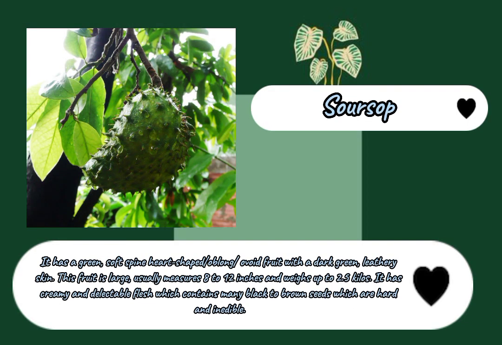And lastly is the soursop, or what we call guyabano. It has a green, soft-spined, heart-shaped or oblong, ovoid fruit with a dark green, leathery skin. This fruit is large, usually measures 8 to 12 inches and weighs up to 2.5 kilos. It has creamy and delectable flesh which contains many black to brown seeds which are hard and inedible.